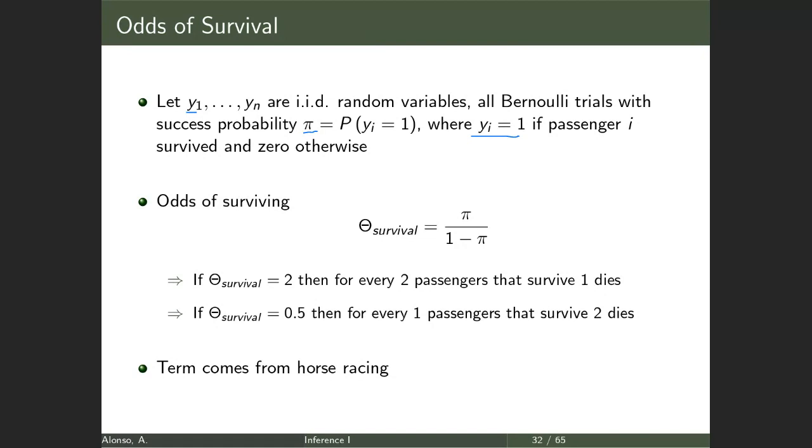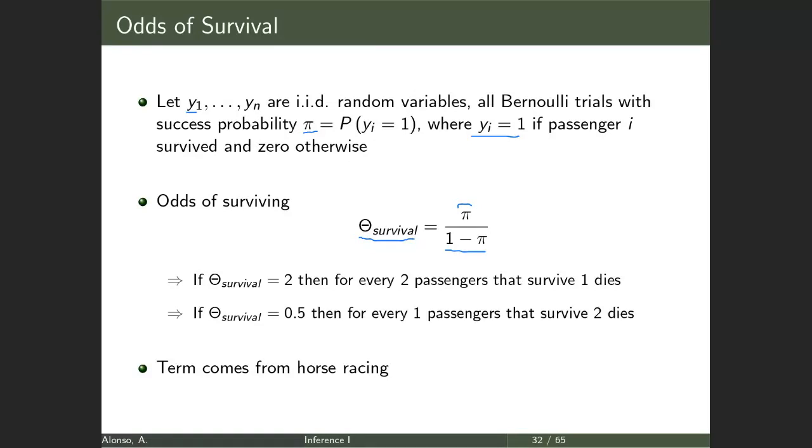And we are not going to work with the probability of surviving, but we are going to work with another thing that we call the odds of survival. And this is another quantity we are going to see later in logistic regression. Now, what is the odds of survival? It's the probability of surviving divided by the probability of dying. That's the odds of survival. So the odds of an event is the probability that the event will happen divided by the probability that the event will not happen. That's called the odds.